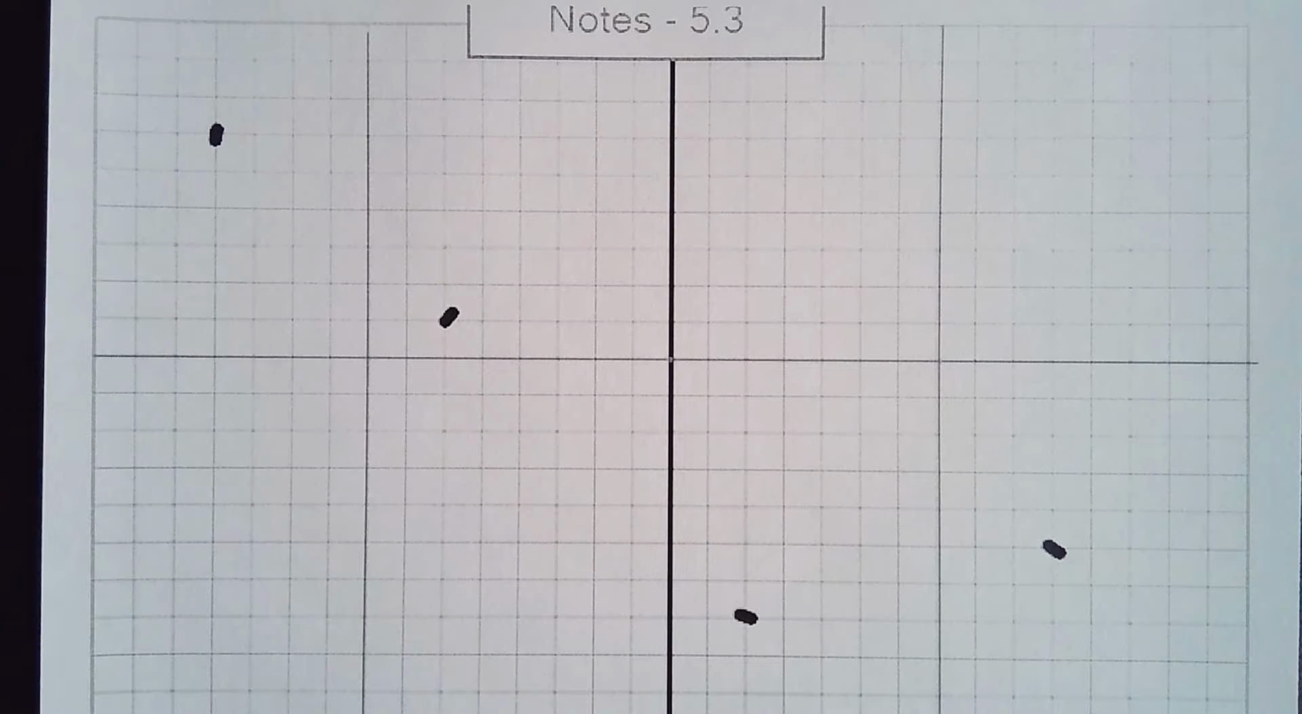Today we're going to continue talking about the Pythagorean Theorem, and today we're going to use the Pythagorean Theorem to find the distance between 2 points on a coordinate grid or on a graph.